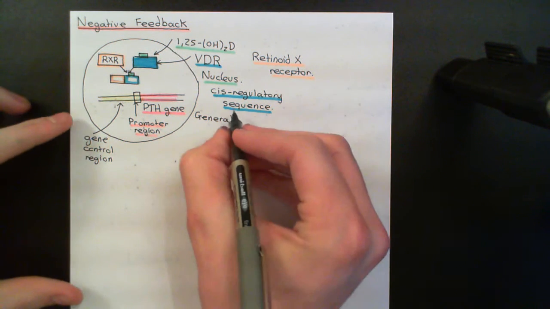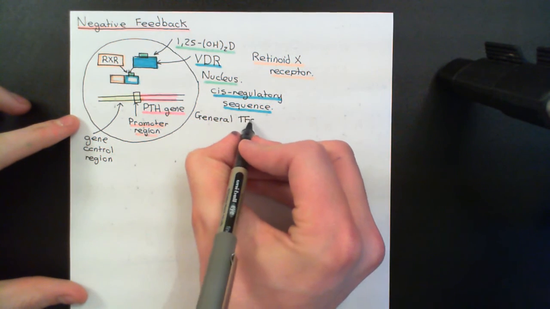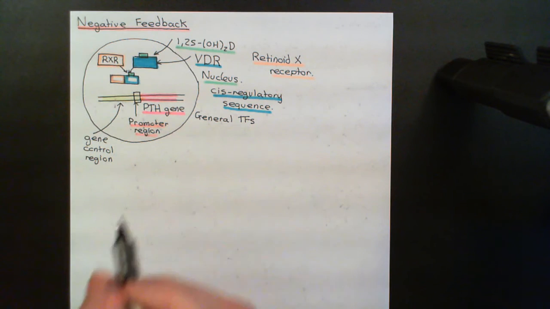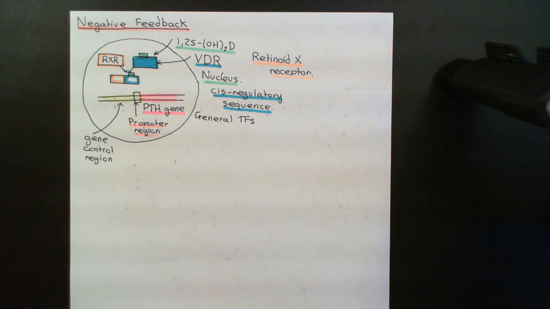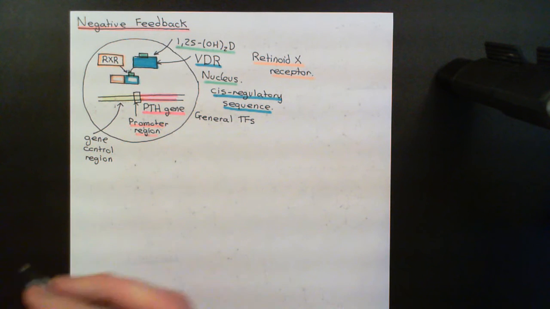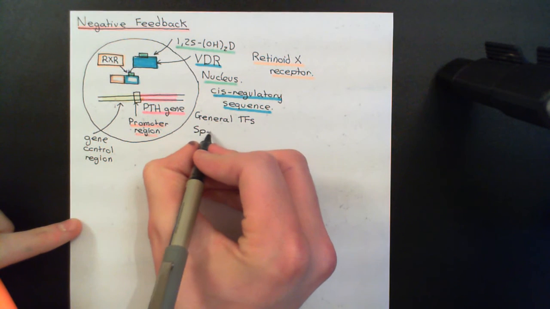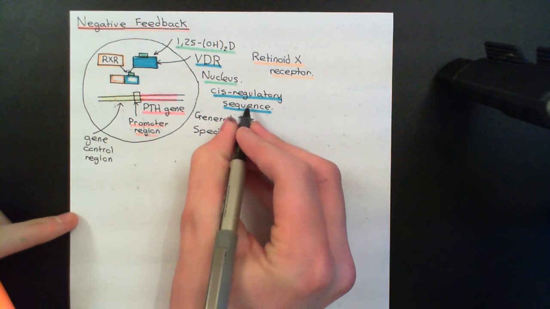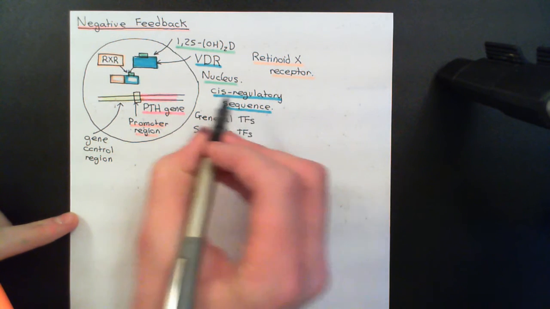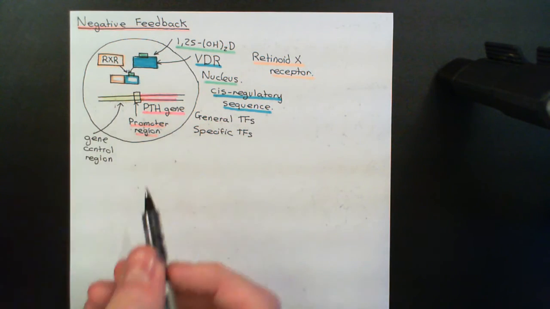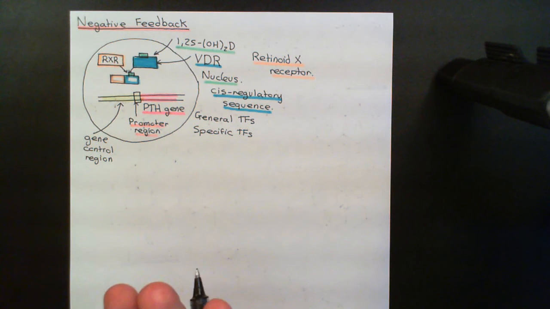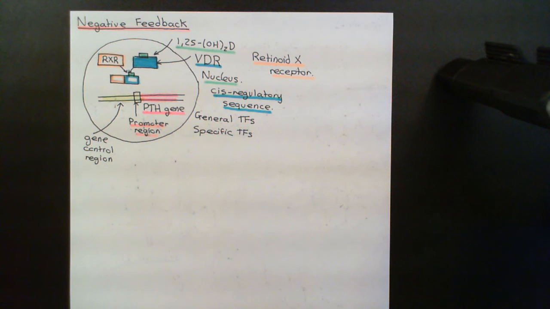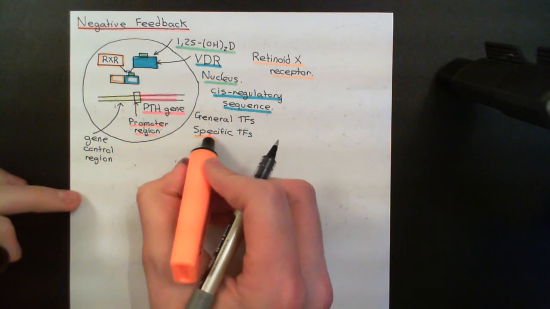So those are what are known as the general transcription factors, and I'll just abbreviate them down to the general TFs. This complex of retinoid X receptor with the vitamin D receptor, this is an example of a specific transcription factor. And these bind to little sequences of DNA known as cis-regulatory sequences, which can be found in the gene control regions upstream of the promoter region, in certain genes. Okay, so for certain genes.